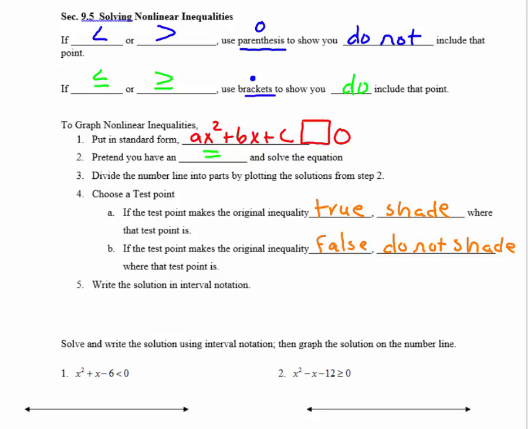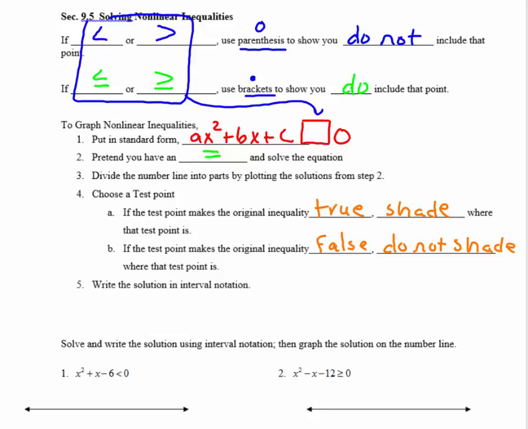So to graph nonlinear inequalities, what do we need to do? First step, put it in standard form with ax squared plus bx plus c on one side, 0 on the other side, and one of these symbols from this box will go in between. So you're going to have an inequality symbol. Step 2. Pretend you have an equal sign and solve the quadratic equation by factoring if you can. Step 3. Divide the number line into parts by plotting the solutions from step 2.